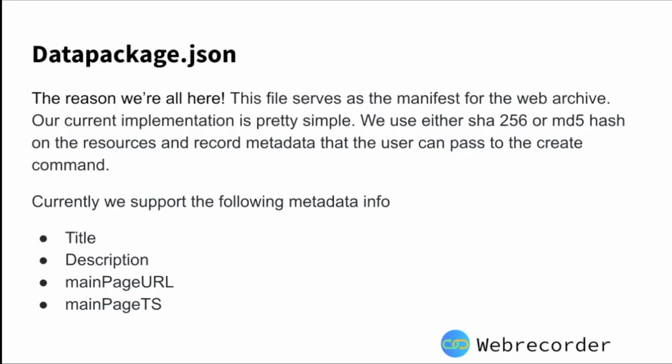We use either SHA-256 or MD5 on the resources, which are the files that are included in the WACZ, and we record metadata that the user can pass to the create command. So if you were to use the WACZ create command on the command line right now, you could specify the title, description, the main page URL, which would be sort of the entrance point, and the main page timestamp. And those would appear in your datapackage.json file.